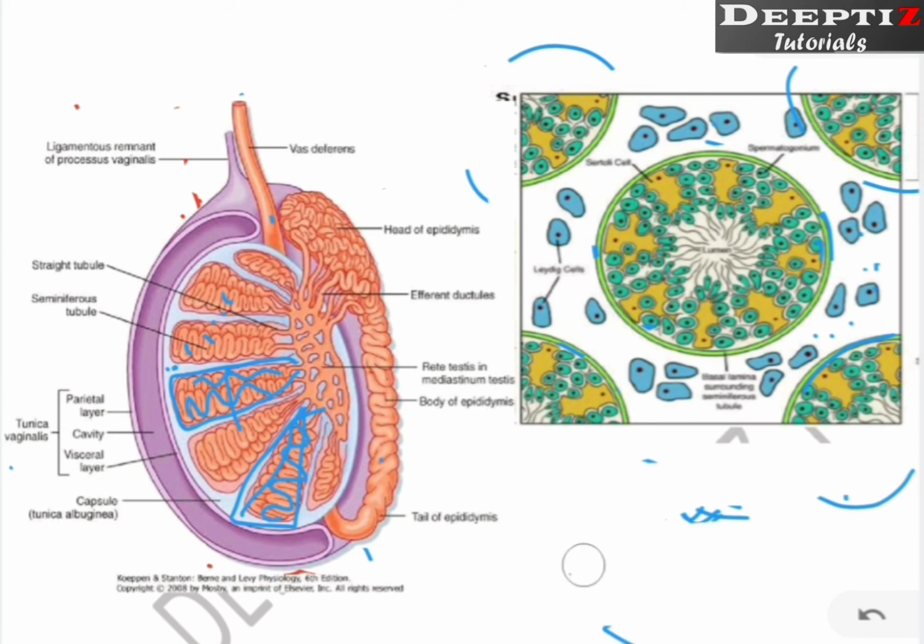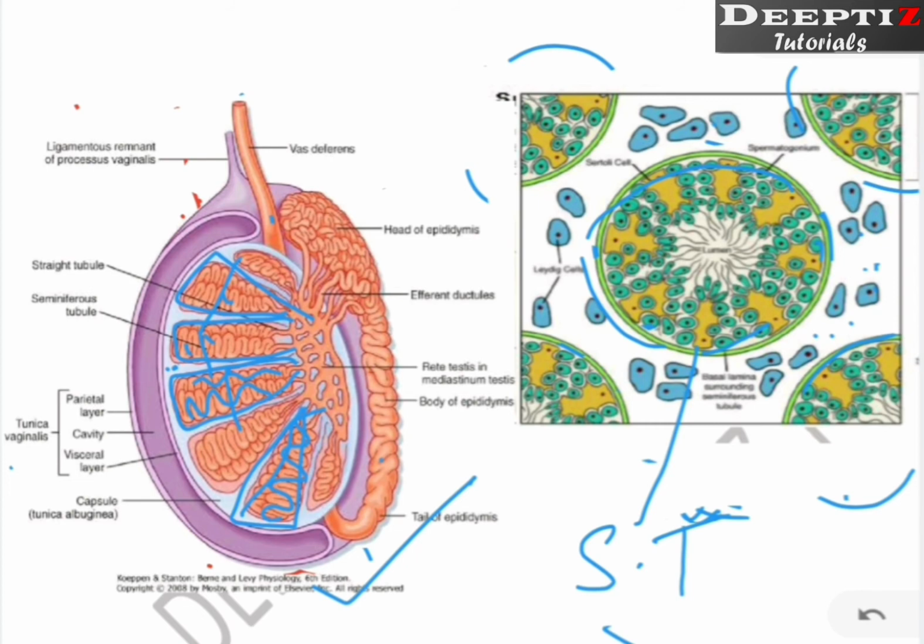So this is the complete structure of the testis. In that, a number of testicular lobules are there. Each lobule, when we cut, what will we get? These round structures. Actually, what is this structure? This is actually the seminiferous tubule.